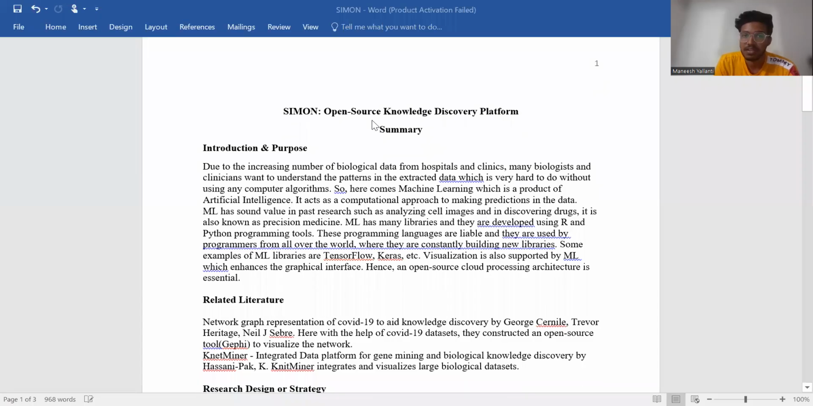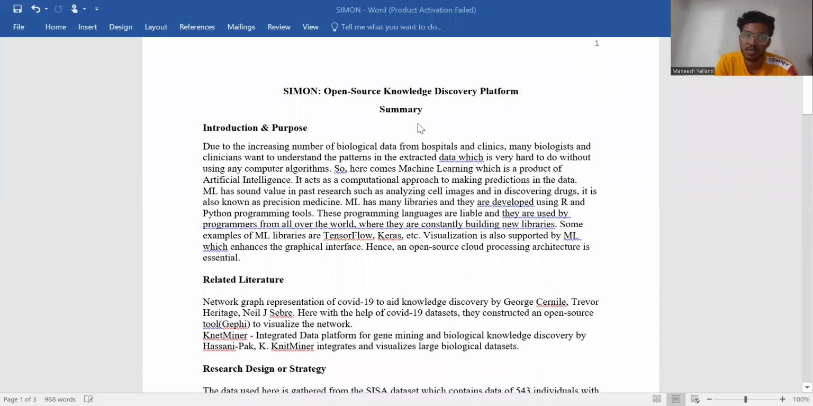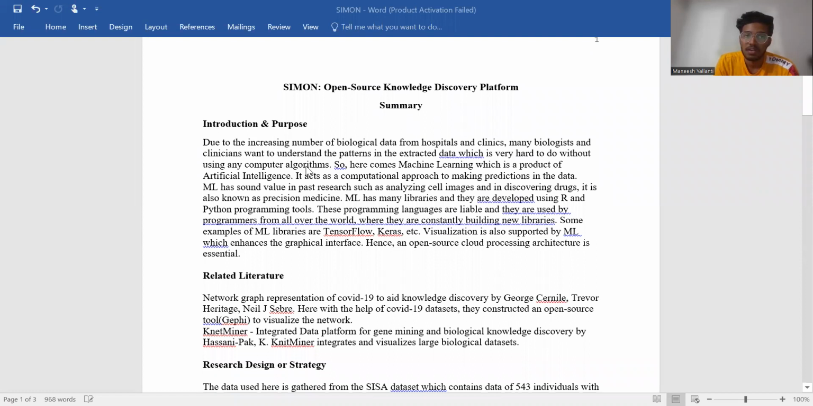Okay, Simon, it's an open source knowledge discovery platform. Purpose: due to the increasing amount of biological data from hospitals and clinics, many biologists and clinicians want to understand the patterns in the extracted data, which is very hard to do without any computer algorithms. So here comes machine learning, which is a subset of artificial intelligence. It acts as a computational approach to making predictions in the data.